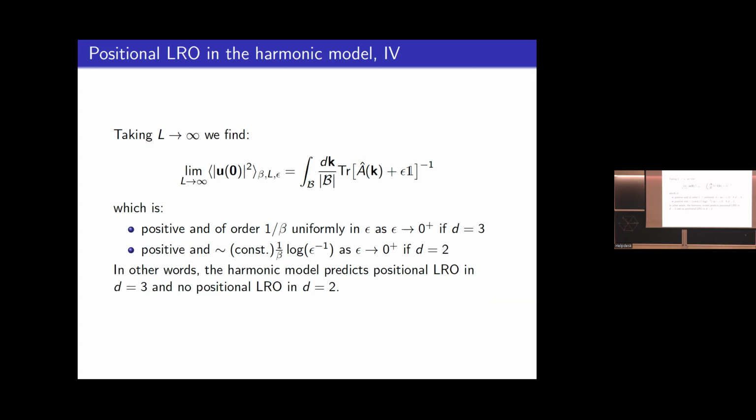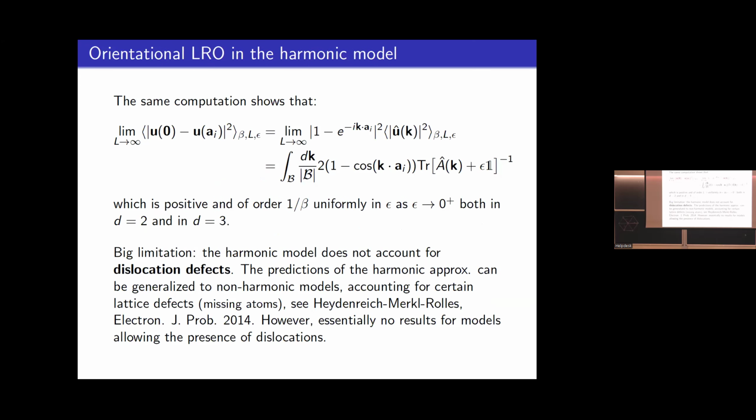Okay, so the harmonic model predicts positional long-range order in 3 dimensions and no positional long-range order in 2 dimensions. So in this sense, Mermin's no crystallization theorem is a rigorous confirmation in the real model of this prediction based on this other model that you can maybe think of as an approximation to the original model, or maybe not. Okay, you can now look at orientational long-range order. Of course, in 3 dimensions, if you have positional long-range order, you also have orientational long-range order.